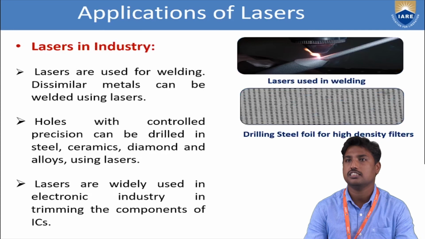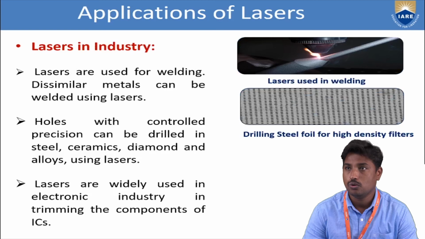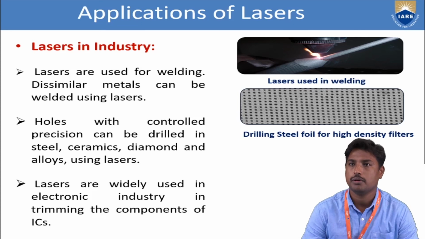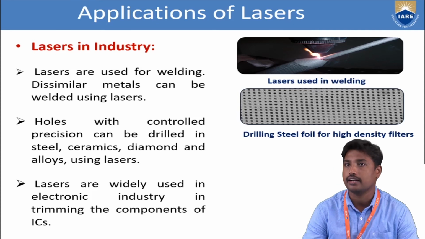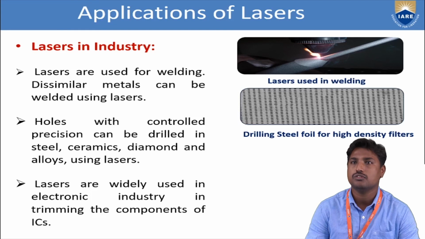Now some of the applications in industry. For industrial purposes, we are using lasers to drill holes in iron rods. To drill holes in an iron plate is not possible for a human, so we are using lasers to drill holes in iron rods, or to cut the iron rods also. Lasers are used for welding. Dissimilar metals can be welded using lasers. Holes with controlled precision can be drilled in steel, ceramics, diamond and alloys using lasers.